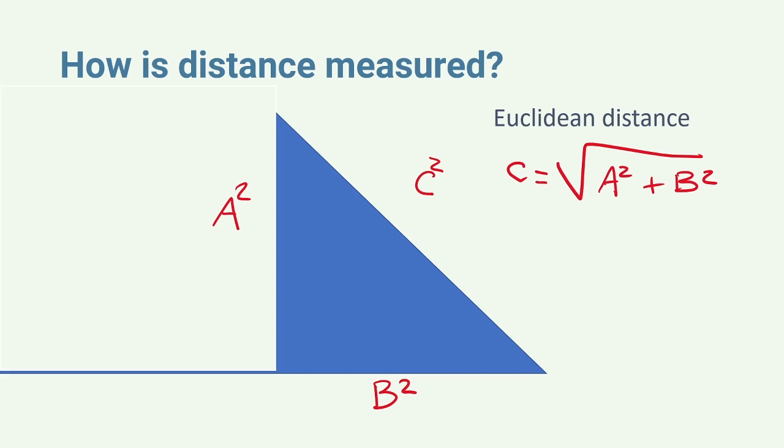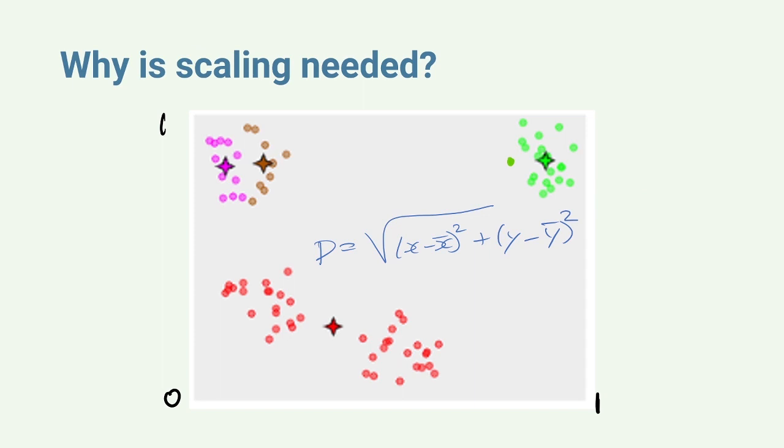Do you remember the Pythagorean theorem? I hope so. This just says that if you have a right triangle with sides A, B, and C, then A squared plus B squared is equal to C squared. So this gives you the distance formula. If you wanted to measure the distance between any point and its cluster center, you just look at the square root of (x minus the cluster center x) squared plus (y minus the cluster center y) squared.